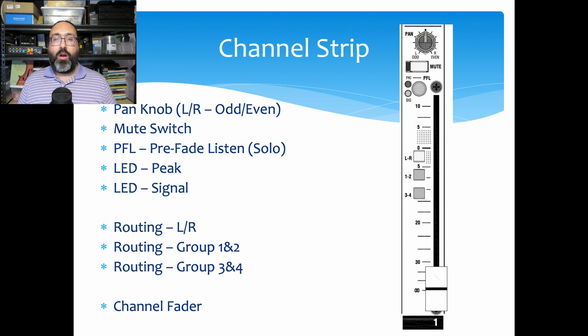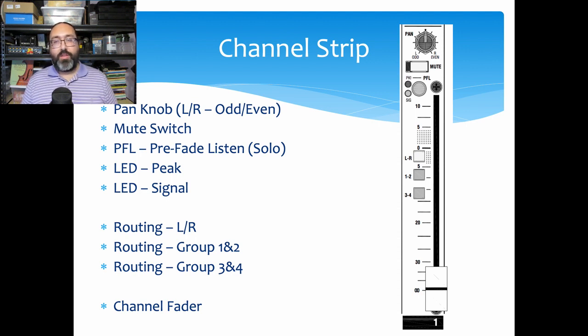One has LR, so this is to select where you want that channel to go, to the left and right. Underneath that is the 1 and 2. That's to groups 1 and 2. And then underneath that is 3 and 4. That is to route that to group 3 and 4. And last but not least in the channel strip is your channel fader. So these are all the basic parts of the channel strip.